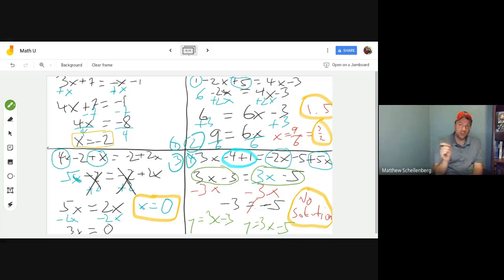And you know, solution means how often do they intersect? How often do those lines meet? Well, if they're parallel, that means they never meet. So there is no solution because those lines never meet.